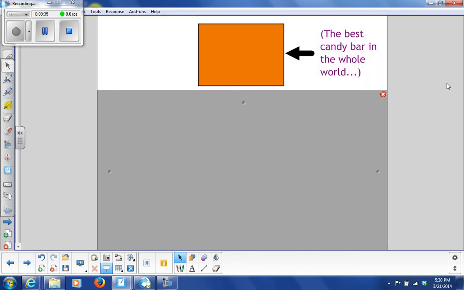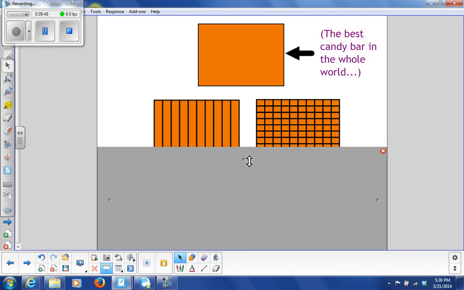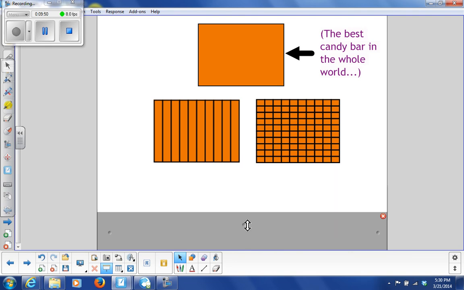Alright, so there are different ways that you can represent decimals. You can do that by using base 10 blocks. So if we did this as a base 10 block, this would be a 1 or a 100, or a whole candy bar in this case. Then we can bring it down and separate it into tenths.